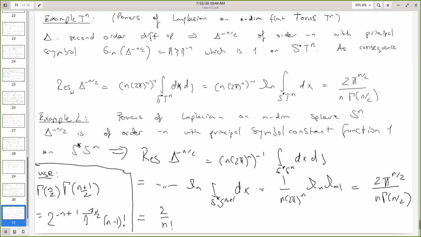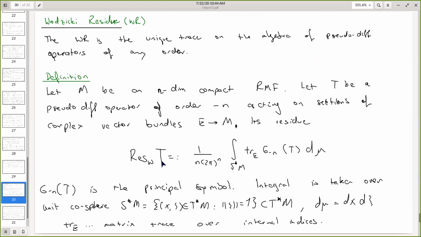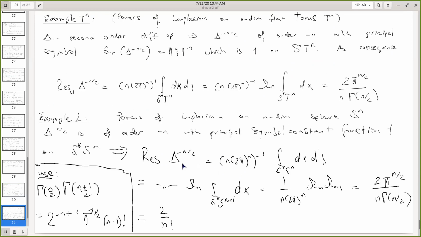Let's take, for example, powers of the Laplacian on an n-dimensional flat torus Tn. We take the second order differential operator, which is just the Laplacian. Delta to the minus n half is of order minus n with principal symbol psi norm to the power of minus n, which is 1 on this co-unit sphere. Now, as a consequence, we just plug this into the formula here. So the residue of delta is equal to 1 over n times 2 pi to the power of n, right?